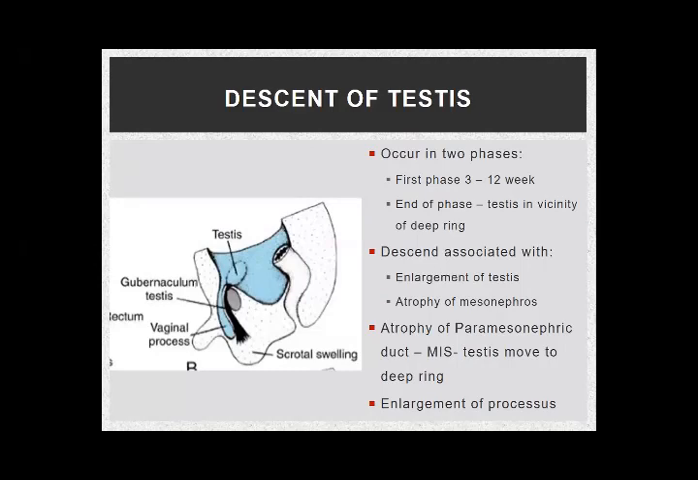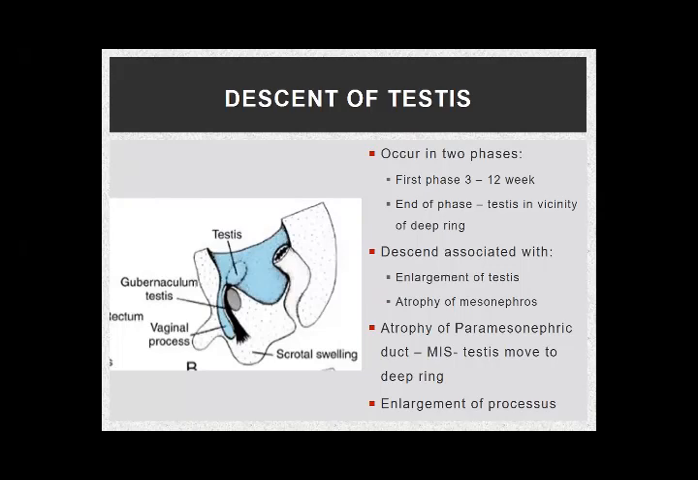The mesonephros, if you remember, degenerated. Pronephros, mesonephros degenerated, only the metanephros was left. Some ducts of the mesonephros remain, but by and large, the mesonephros degenerated. So atrophy of the mesonephros plus the enlargement of the testes, both these factors are associated with the descent of the testes. Besides, one more factor is that the paramesonephric duct in the males undergoes atrophy.